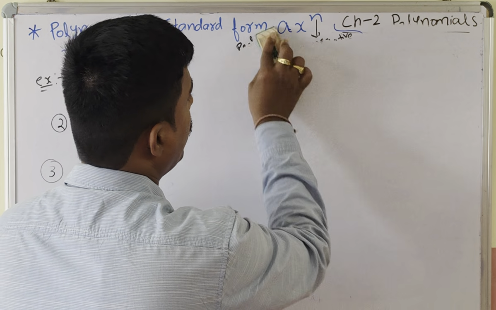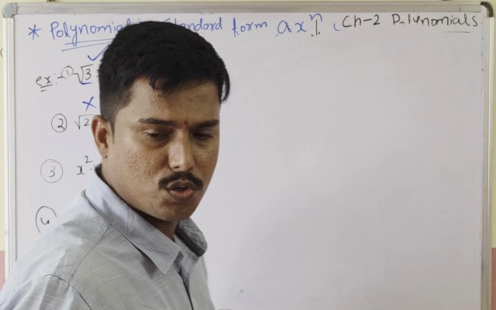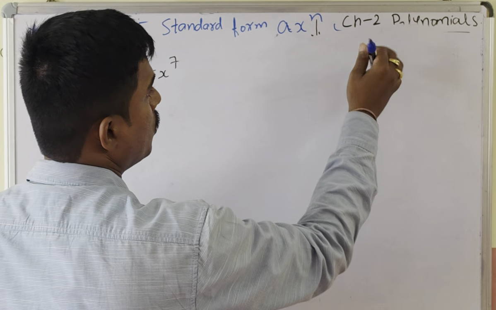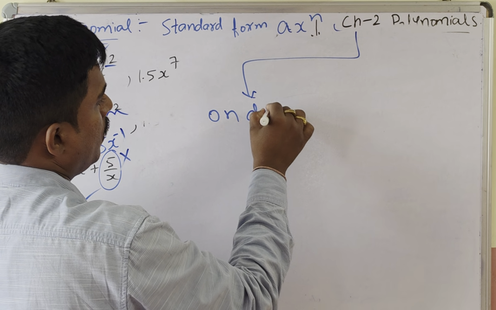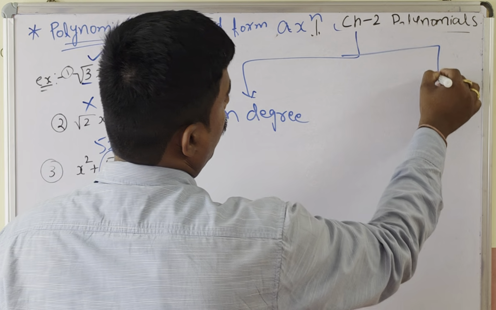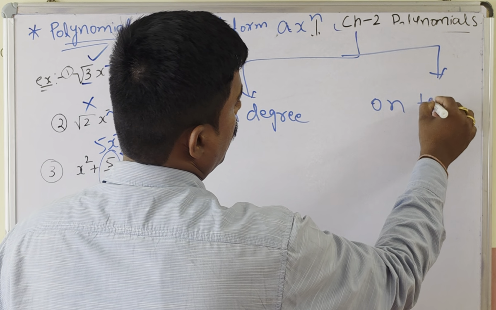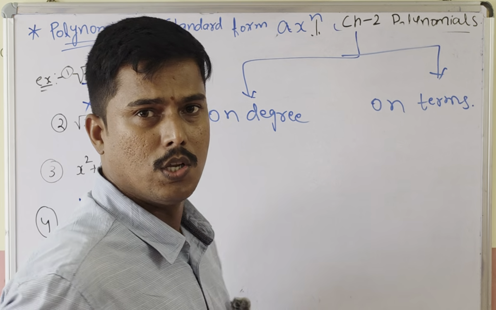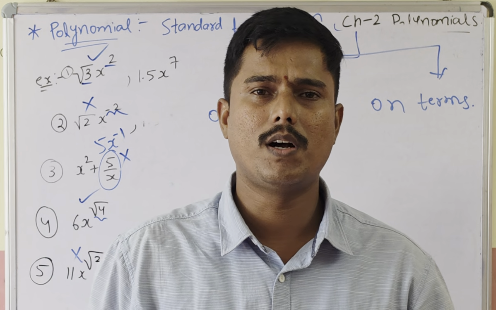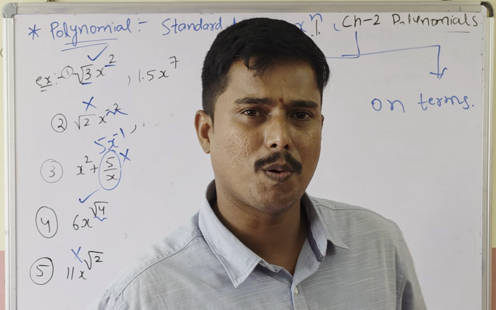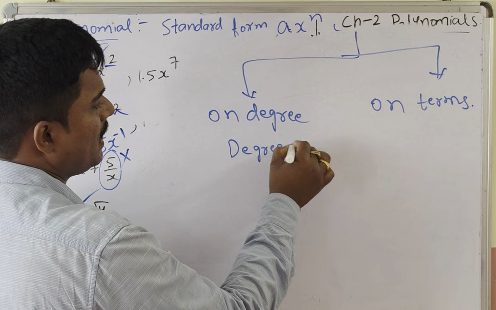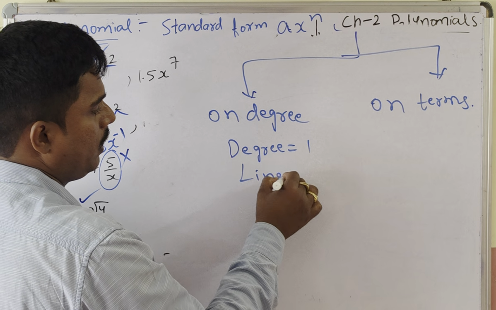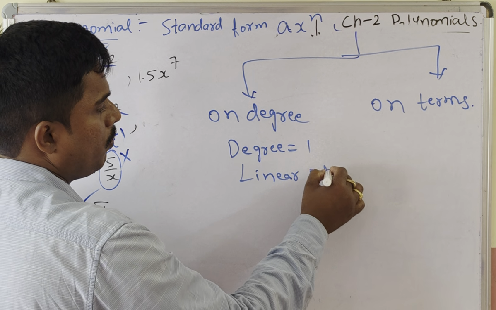Polynomials are classified into 2 types: on the basis of degree and on the basis of terms. Degree means the highest power. What does it mean by degree? The highest power. If the degree is 1, it is called a linear polynomial.